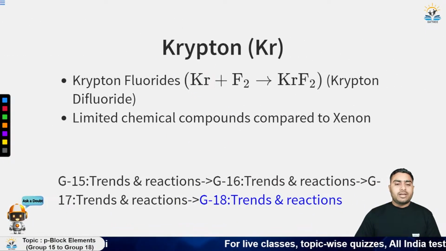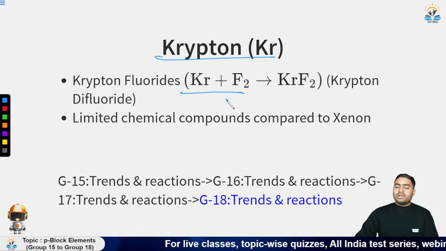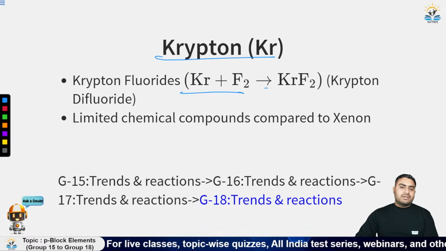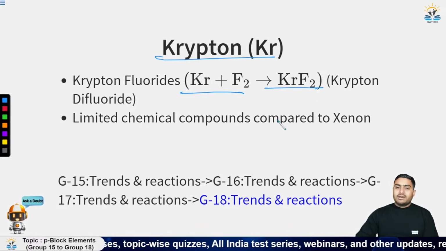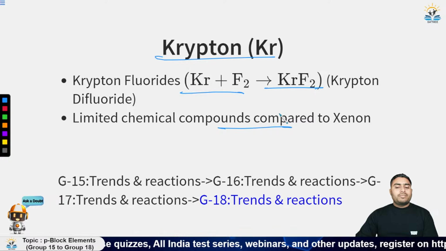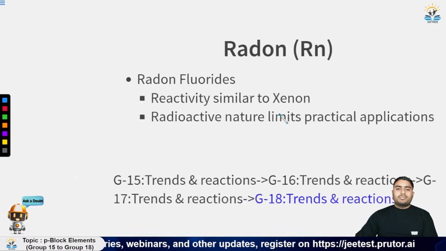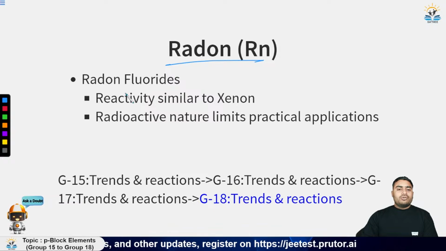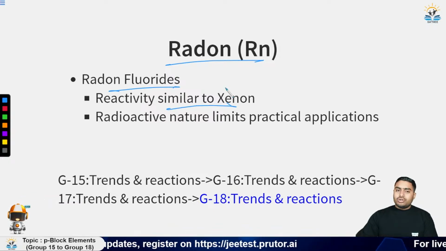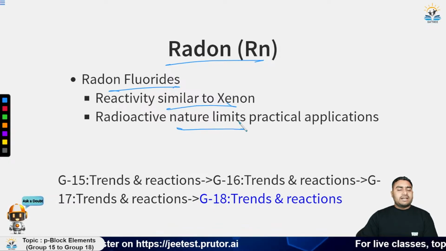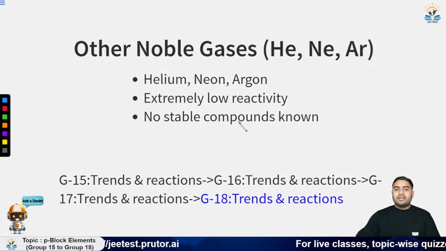So let's move to krypton. Krypton can react with fluorine: Kr plus F2 forms krypton difluoride. But krypton has very limited chemical compounds compared to xenon. Next is radon. Radon fluoride's reactivity is similar to xenon, and its radioactive nature limits practical application. So radon is radioactive in nature.